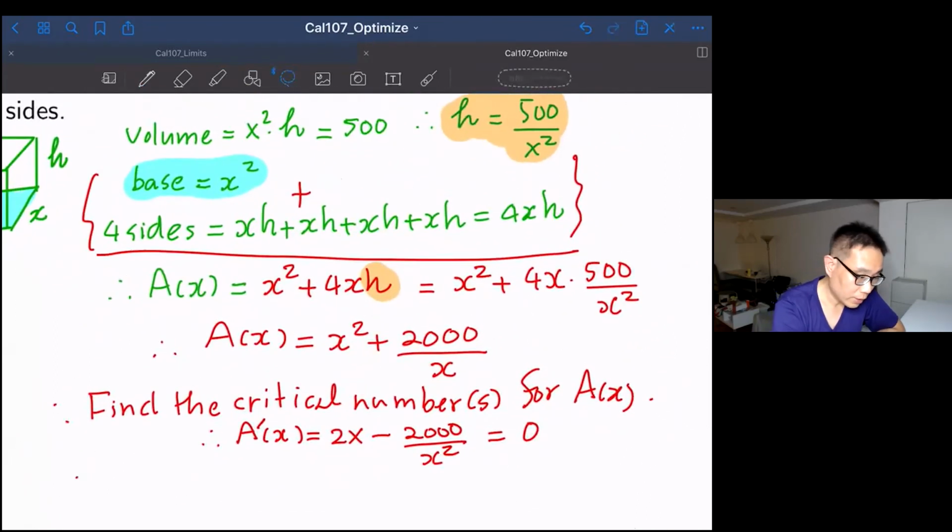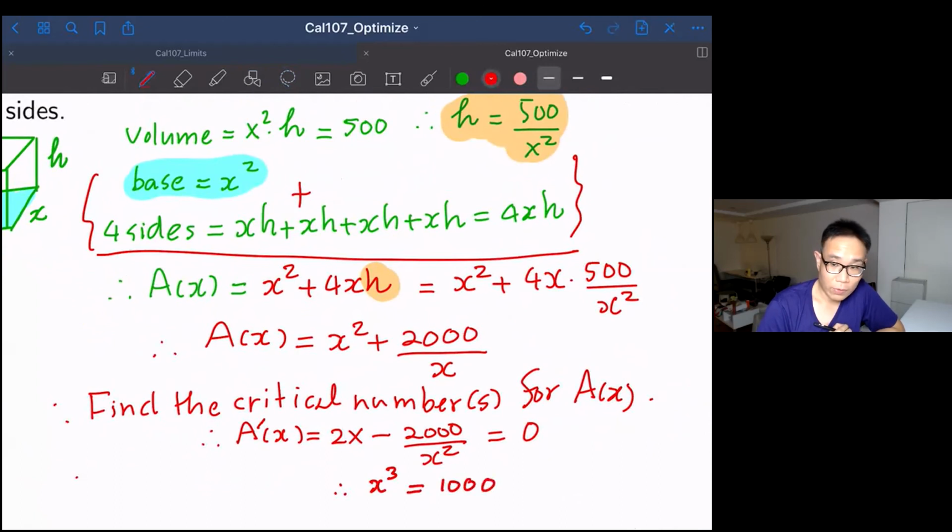So in this case, you're going to solve for x. This will be just x cubed equal to 1000. So you have x cubed equal to 1000, and you would get x equal to 10 centimeters. So x equal to 10 will give you a critical number.